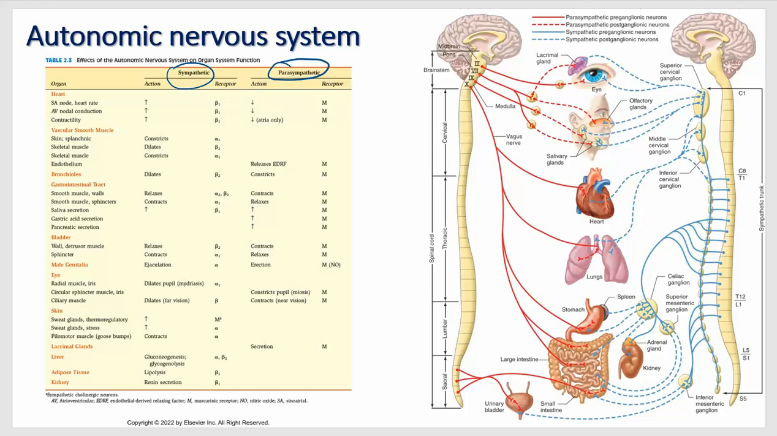It shows the action. So the heart, the SA node, and your heart rate is going to increase. The beta 1 adrenergic receptor is responsible for that. That's your sympathetic response. Your parasympathetic, it's going to reduce the heart rate, and a muscarinic receptor is responsible for that. That's what's going to be found on that SA node and the AV node, because it has the same effect on both. It has to, and we'll see why when we talk about the heart.